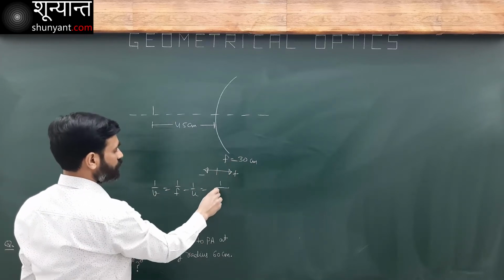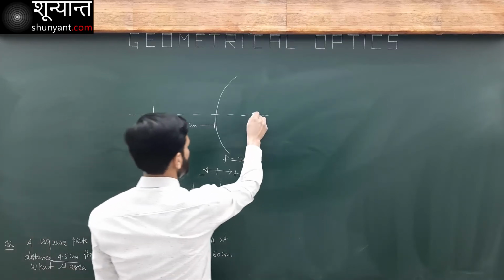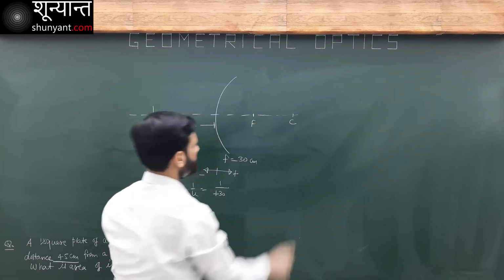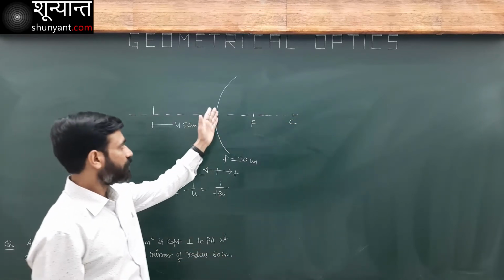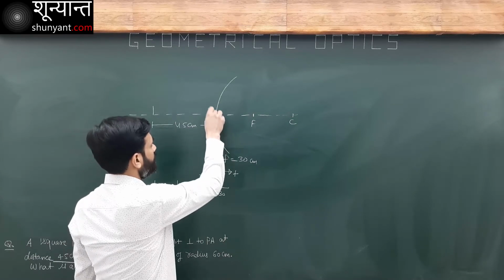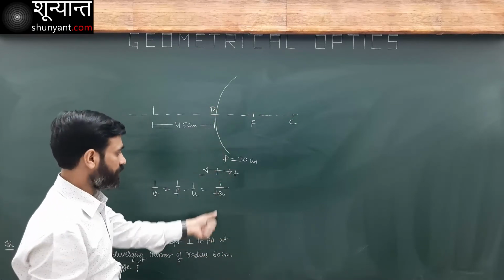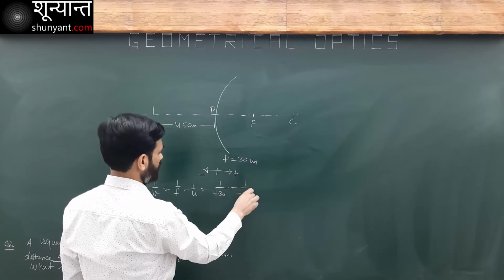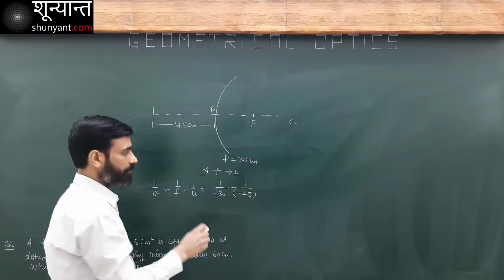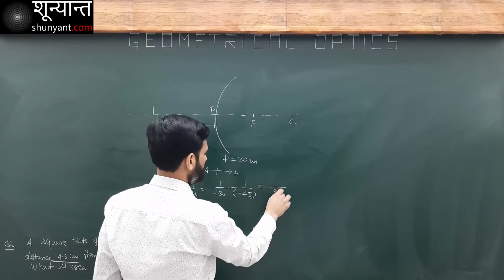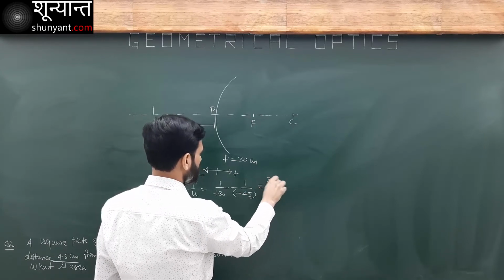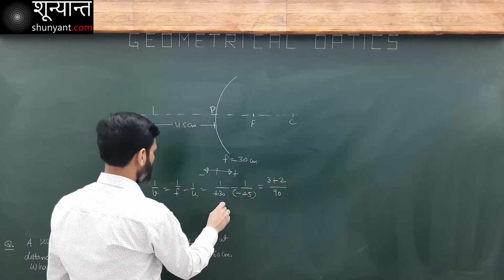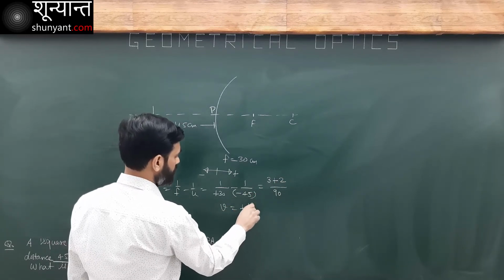Focal length is going to be positive. Focus is on this side here. This is my focus, this is my center here. Focus is to the right of pole. This is pole, so it is going to be positive. So 1 over plus 30 minus 1 over minus 45. This is going to be equal to (3 plus 2) over 90. What do I get for V? It is plus 18 centimeter.